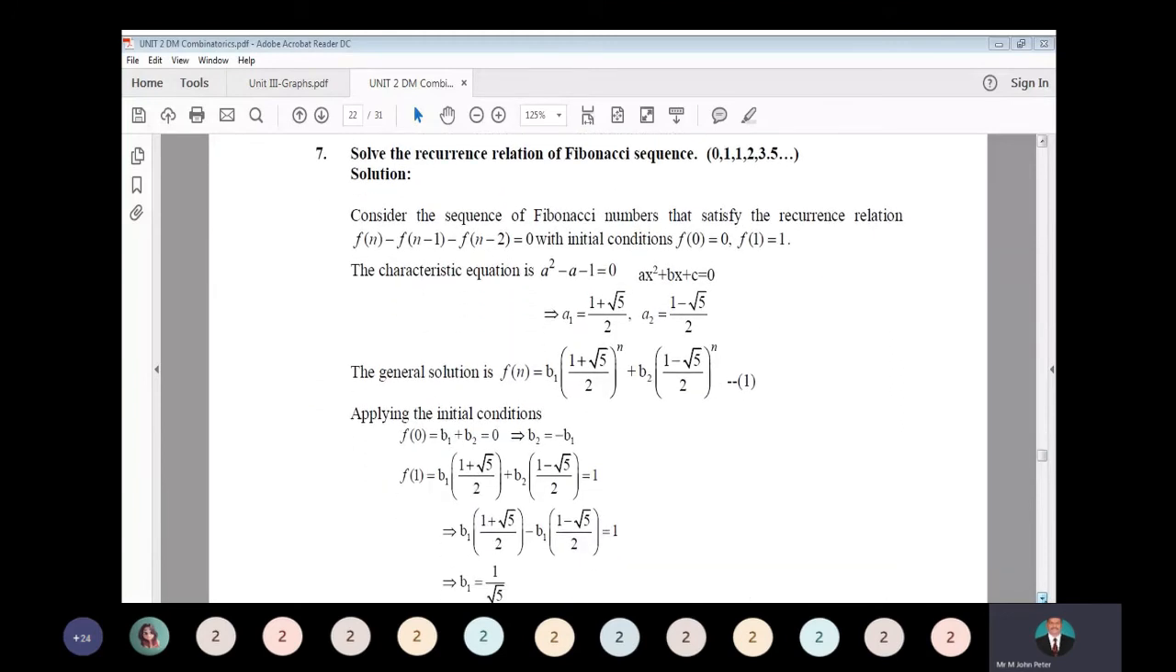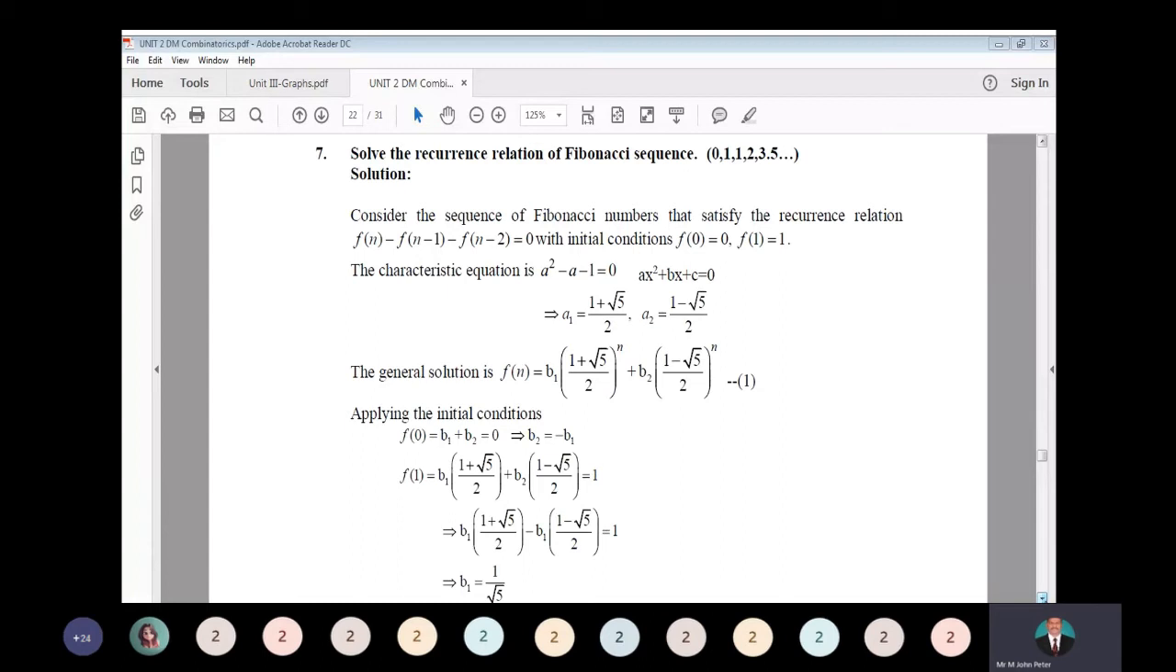Solve the recurrence relation of the Fibonacci sequence. This kind of problem is important. Consider the sequence of Fibonacci numbers that satisfies the recurrence relation f of n minus f of n minus 1 minus f of n minus 2 equal to 0, with the initial conditions f of 0 equal to 0 and f of 1 equal to 1. So the Fibonacci sequence as per the given one, we take it as f of 0 equal to 0 and f of 1 equal to 1.